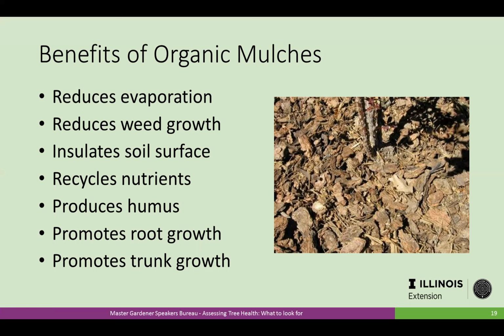A study that was conducted by the University of Arizona showed that oak trees that were amended with mulch had 25% more roots and 40% greater trunk circumference compared to unmulched trees. So basically, we do like to mulch our trees. We just need to be careful not to over mulch.